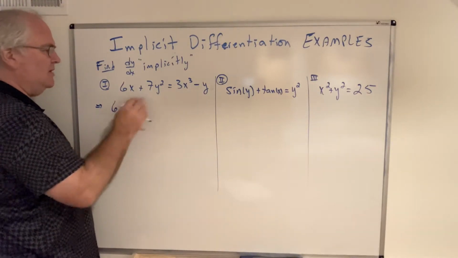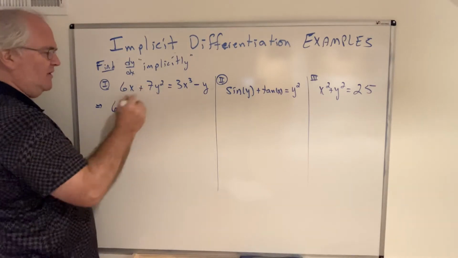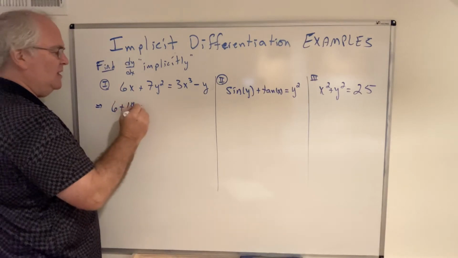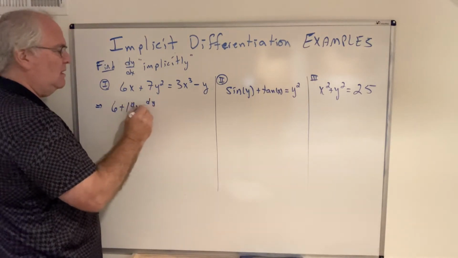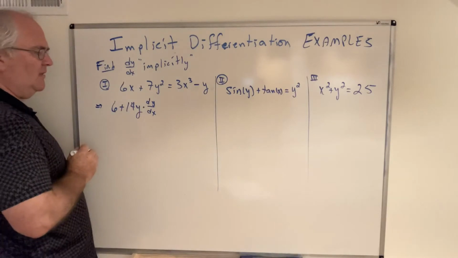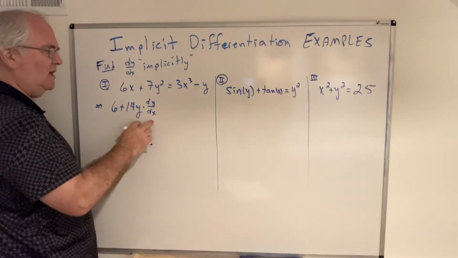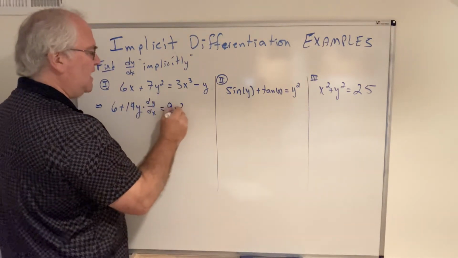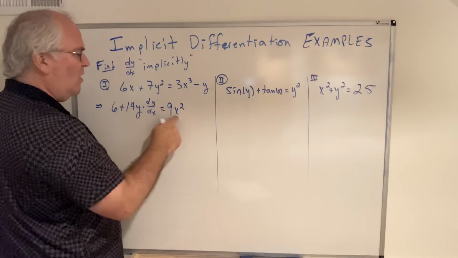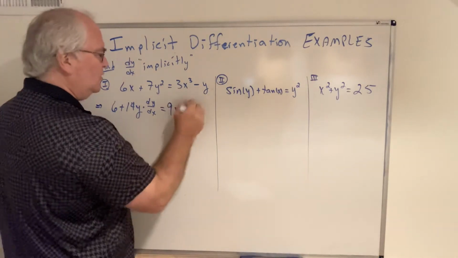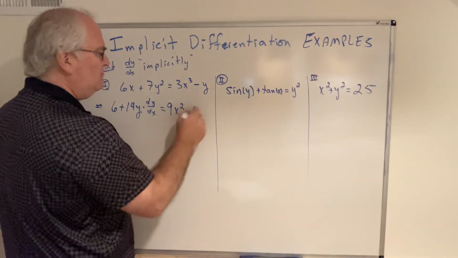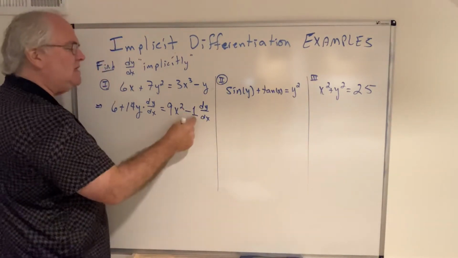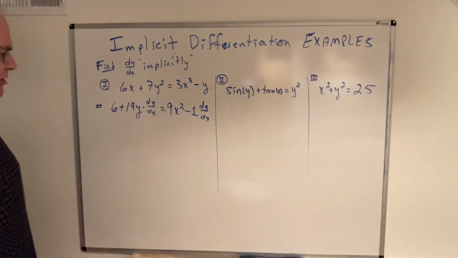This term does involve y, so the derivative is as usual, 14y to the first, but now I need to multiply by dy/dx. If a term does involve y, multiply by dy/dx. Then, term by term, the derivative here is 9x squared. This does not involve y. And the derivative of y is 1, but we need dy/dx. It is convenient to write the 1, because you know you're going to factor here pretty soon anyway.